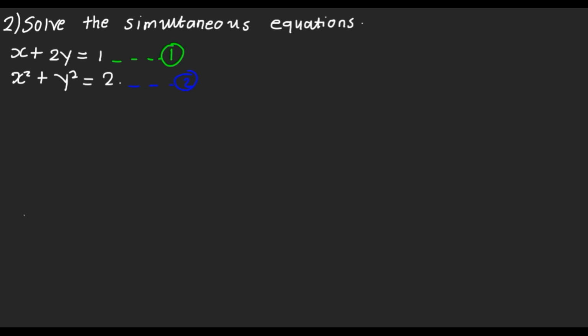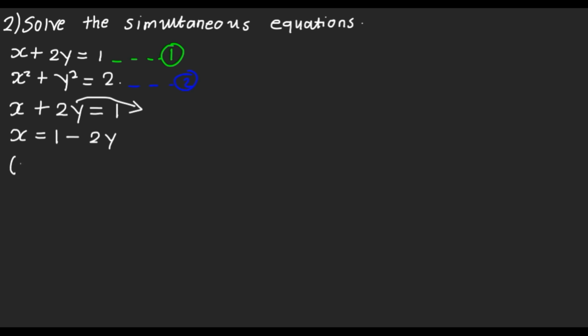Now from equation 1, we are going to make x the subject of the formula because it's easier to make x the subject instead of y. Y will involve fractions which may make the question long. So let's make x the subject of the formula. Then we are going to substitute that into equation 2. So x plus 2y is equal to 1. To make x the subject of the formula, I'm going to shift positive 2y to the right side, giving us x is equal to 1 minus 2y. Now I'm going to take this equation and substitute it where there is x.